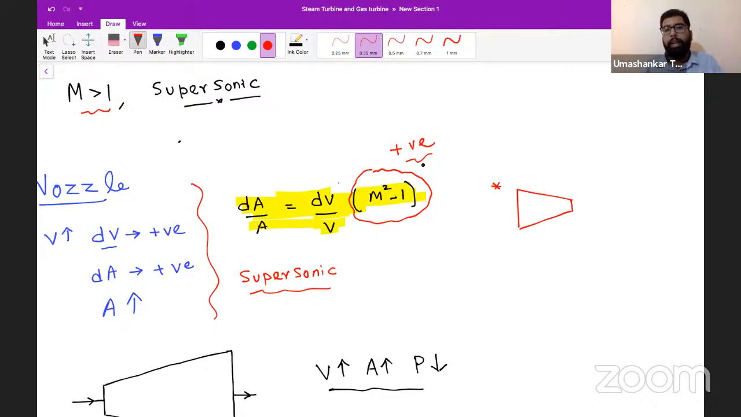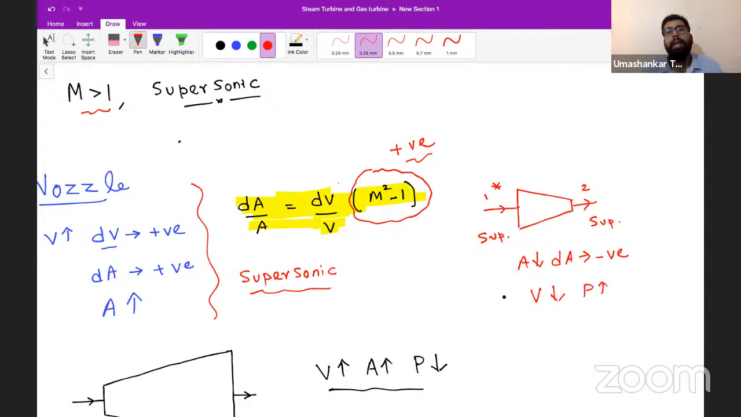Now see, if by any chance we have a converging passage and supersonic condition is here, what will happen to the velocity between, let's say, point 1 and point 2? We have seen from this equation that in this, area is decreasing, so dA is negative. If dA is negative, then dV will also be negative because this entity is positive. So velocity will be decreasing and pressure will be increasing.